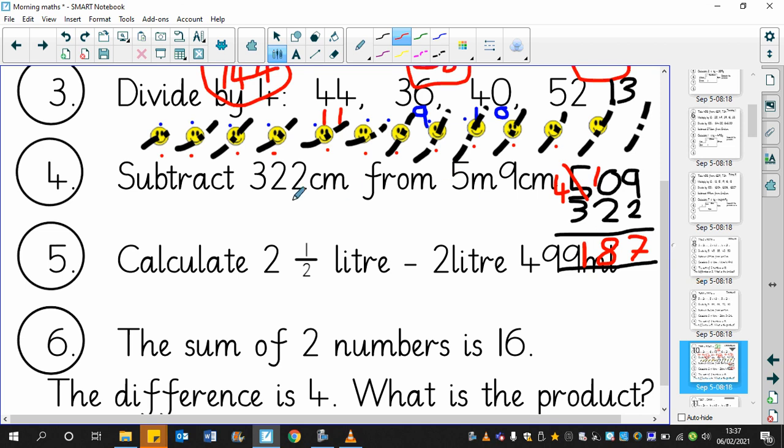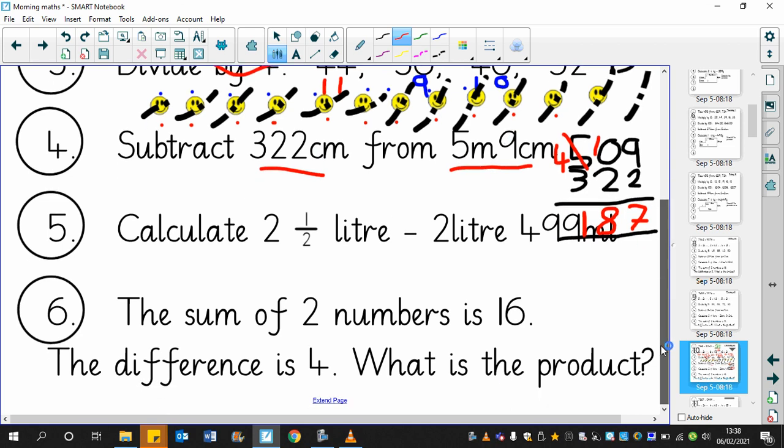And now I'm just looking at this number here, and I'm looking at this number here, and I'm thinking, yep, it's going to be less than 200 centimeters, and we've got 9 take away 2, therefore 7. So I'm happy that that answer is going to be right. Okay.